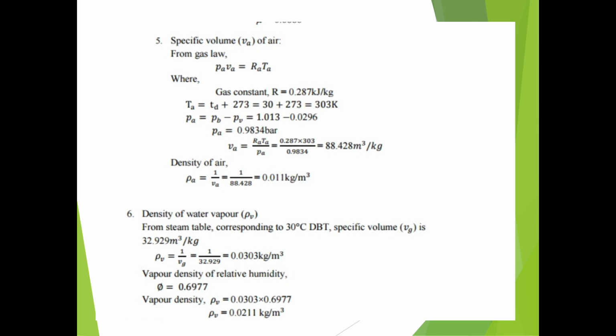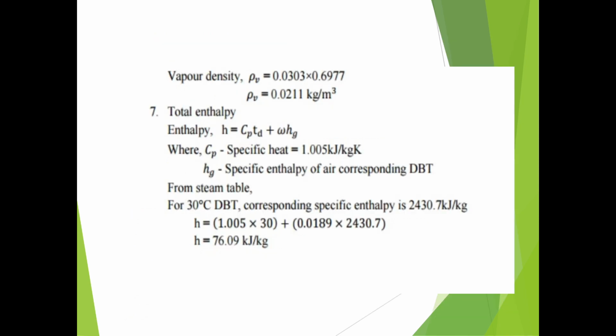Next we have to find the vapor density at relative humidity, that is phi is equal to 0.6977. The vapor density PV is equal to 0.0303 into 0.6977. So based on the substitution, PV is equal to 0.0211 kg per meter cube.